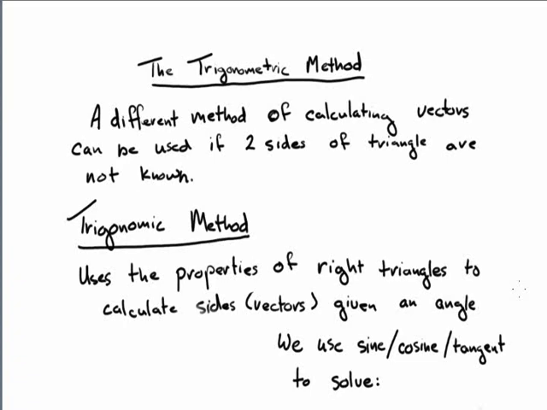Now, in our toolkit, we need to have lots of different ways of resolving x and y based on what kind of information we're given. It's fairly easy if we know two sides. We can use Pythagorean's theorem. But what happens if we don't know the two sides of a triangle? Two sides are not known. We can use a tool called the trigonometric method.